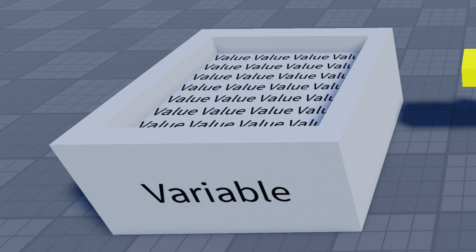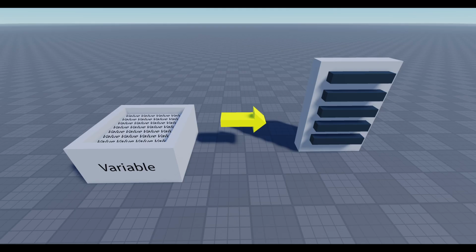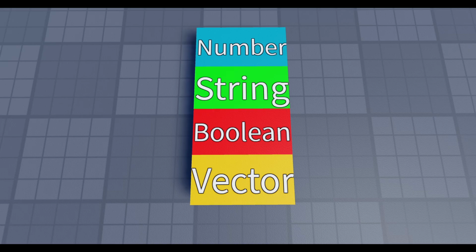Variables are containers of values. They store information to be used in the code. Think of variables as boxes with names tagged on them. Variables can store values like numbers, strings, booleans, vectors, etc.